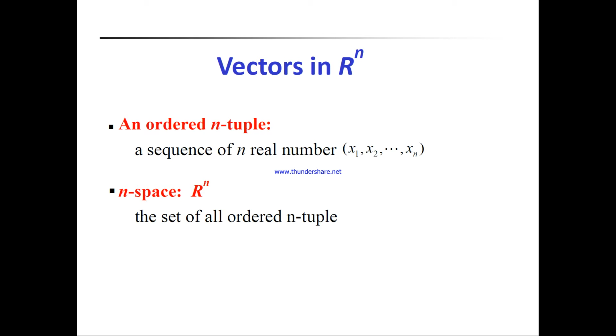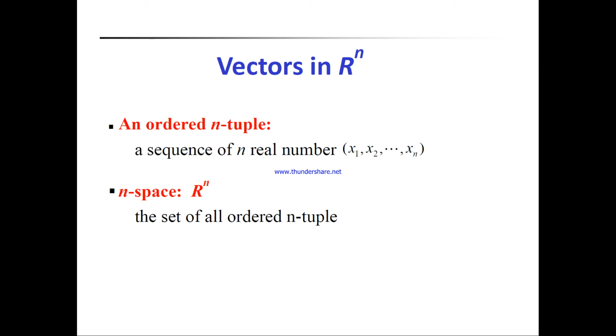What do you mean by a vector? Here, an ordered n-tuple means a sequence of n real numbers, where those n different real numbers are x1, x2 and so on up to xn. Let us take that sequence of n real numbers. Those are the ordered n-tuple.